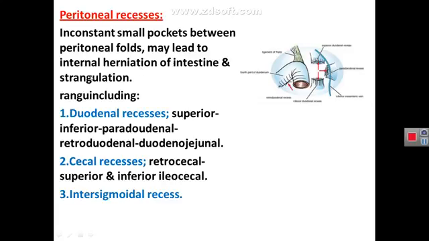Cutting the blood supply will lead to strangulation and gangrene, and so it is very important to remember, because sometimes you will find a patient with acute abdominal pain, and opening the abdomen, you will find that part of the intestine is gangrenous for no reason. This is because this part of the intestine may have entered one of these recesses, one of these pockets, and been strangulated, the blood supply cut off, leading to gangrene.